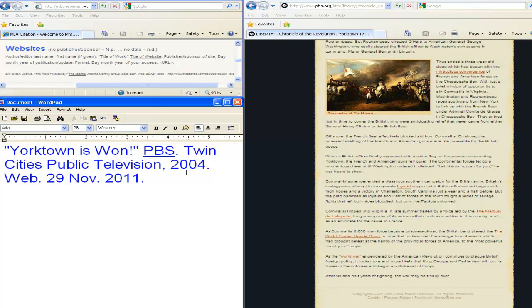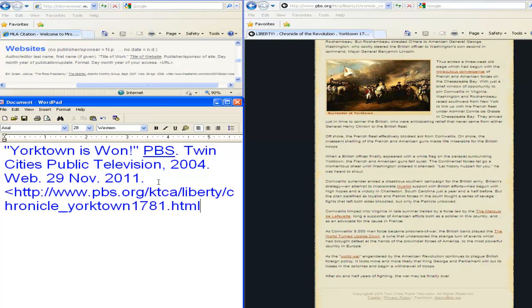We're almost done. The very last thing we need to do is copy and paste in our web address, or what we call the URL. We can find that at the top here. Insert a bracket, paste your URL, insert another bracket, and end with a period. Remember, we always want to do a hanging indent for any lines that appear after the first line.